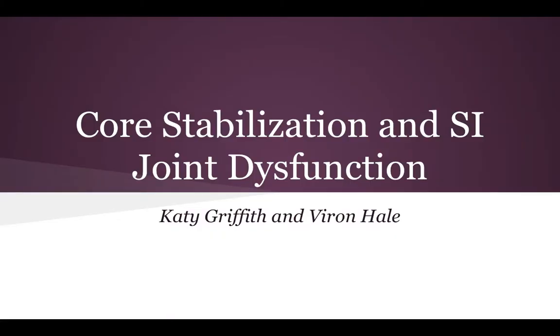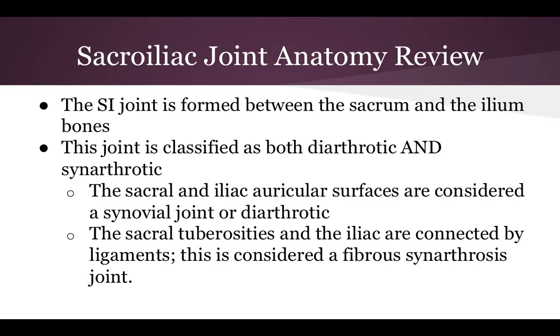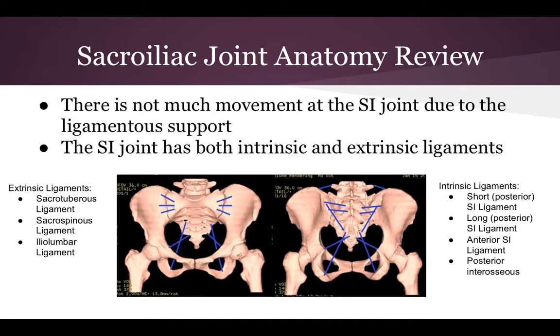Okay, we're here to talk about core stabilization and joint dysfunction, SI joint dysfunction. A little bit of review. The SI joint is formed between the sacrum and the ilium bones. This joint is classified as both diarthrotic and synarthrotic. The synarthrotic joint comes from the sacral tuberosities and the iliac that are connected by ligaments, and the diarthrotic joint comes from the sacral and iliac auricular surfaces.